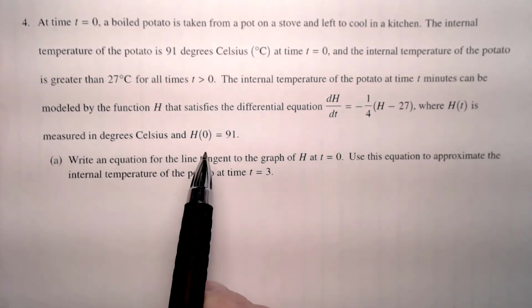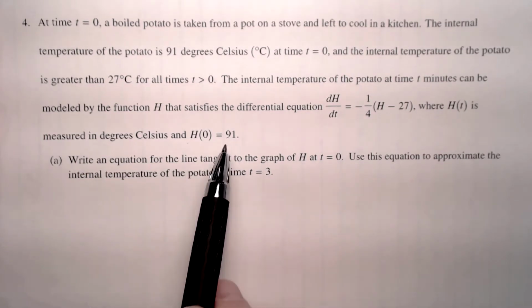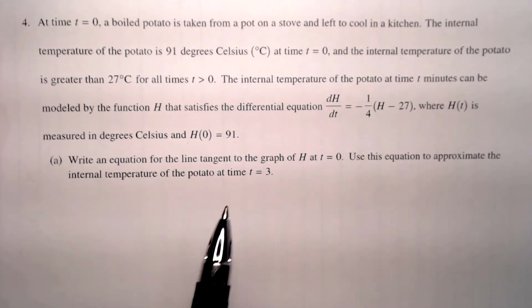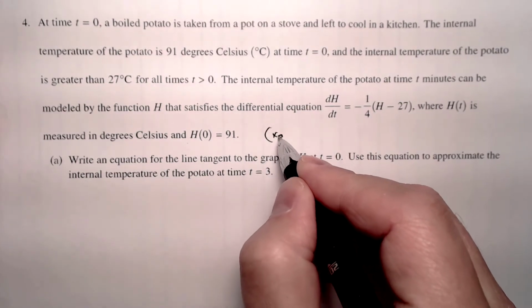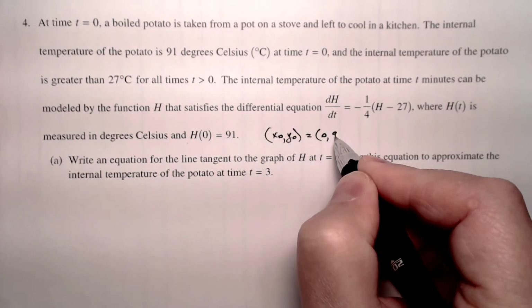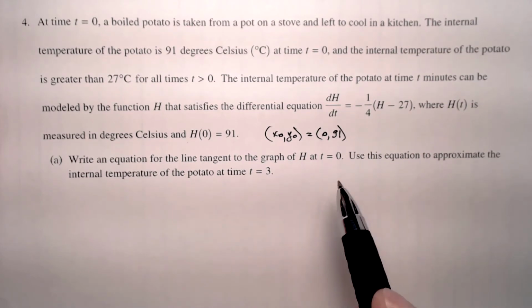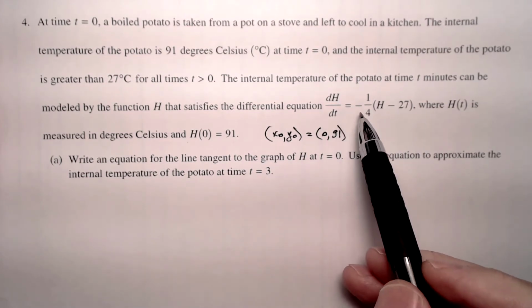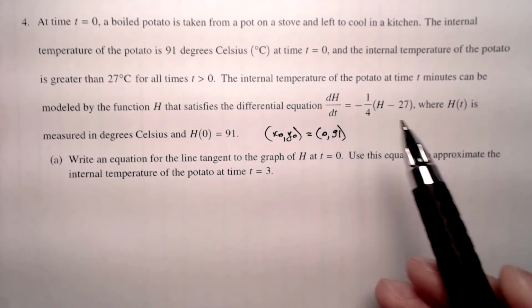So first note that h of 0 is equal to 91, so we have the one point through which this tangent line will go through. So we can say that (x0, y0) is equal to (0, 91). And so we need to find the slope. And to find the slope, we can plug in h equals 0 in here, and we will find the slope of this line.